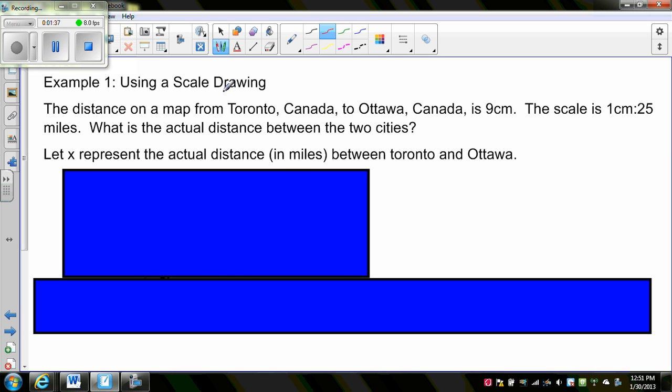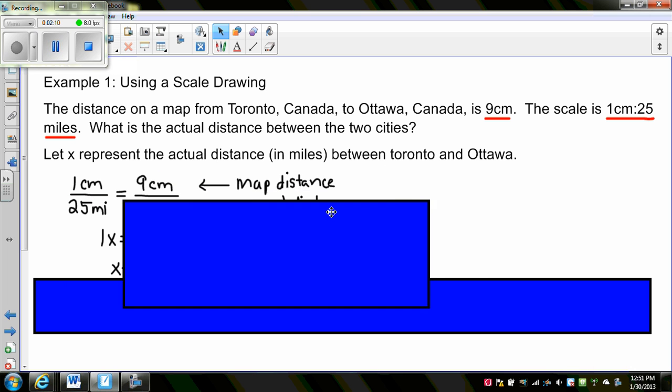Let's try a problem. So using a scale drawing is the first example type. The distance on a map from Toronto, Canada to Ottawa, Canada is 9 centimeters. So it's 9 centimeters on the map, and the scale is 1 centimeter to 25 miles. What is the actual distance between the two cities? So what we're going to do is let X represent the actual distance in miles between Toronto and Ottawa, because that's the part we don't know. We want to find the actual distance.